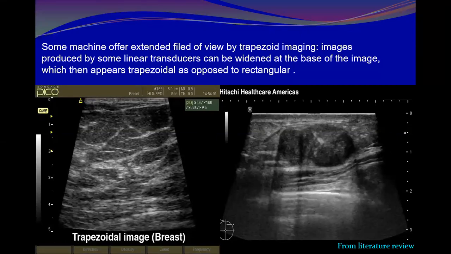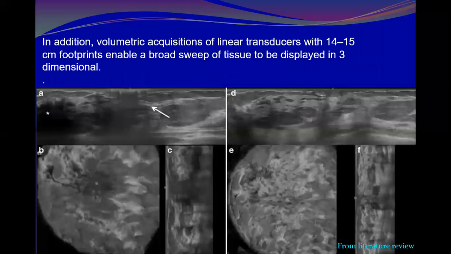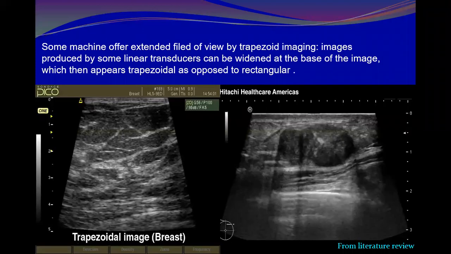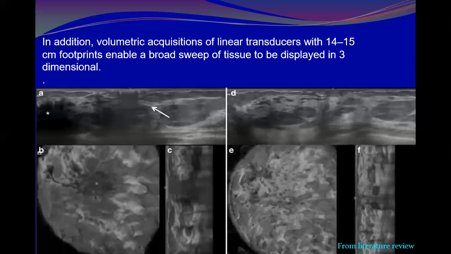It looks the same as the sector or the convex probe, but it is not a convex probe. It is a linear probe, but there is a facility to widen the far zone, okay? Widening the base of the image gives a trapezoid, triangular-like image, like the convex probe image. So these are three ways of extended field of view in ultrasound. Most ultrasound machines have the facilities of all three or some of them. But currently, the 3D with a 14 to 15 centimeter footprint enables a broad sweep of tissue displayed in three-dimensional ultrasound.